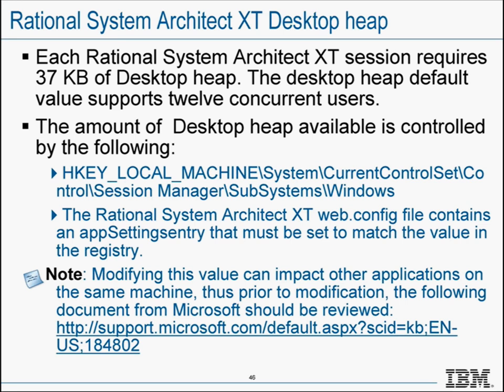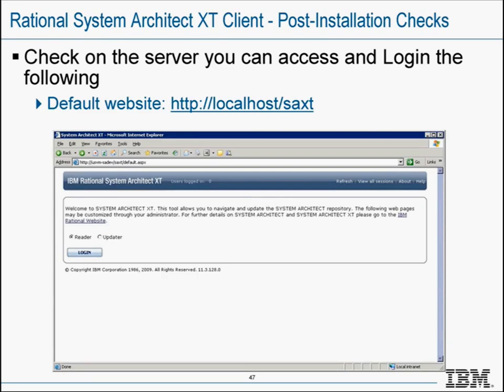Then what you want to do is a quick check of the client for post-installation check. You can check on the server if you can actually access and log in to the default website. If it's all running right, you should see a view similar to this. You should see the System Architect XT client and a login access. So it's good to do a quick check to see if your IIS and your ASP and your published website is working for the client.